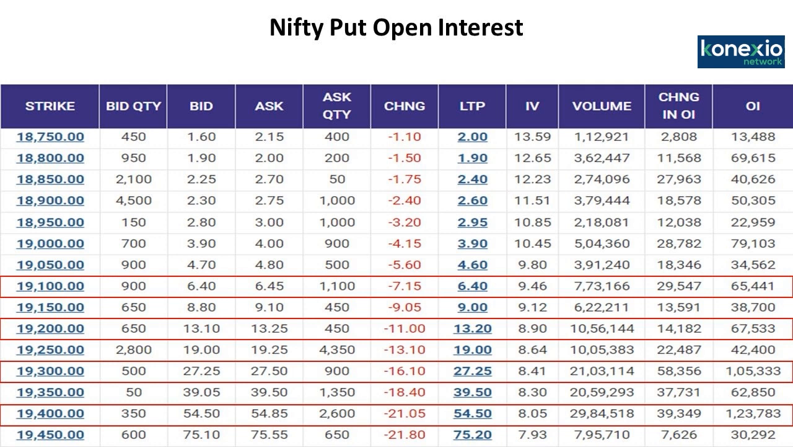So looking at this particular data, we feel that small put writing has been seen. So the data is still positive, but 19,400 could act as an immediate support in Nifty. If it breaks, then only there are chances that Nifty might slip down to the levels of 19,200 to 19,150. But the overall data of Nifty calls and puts seems to be positive.